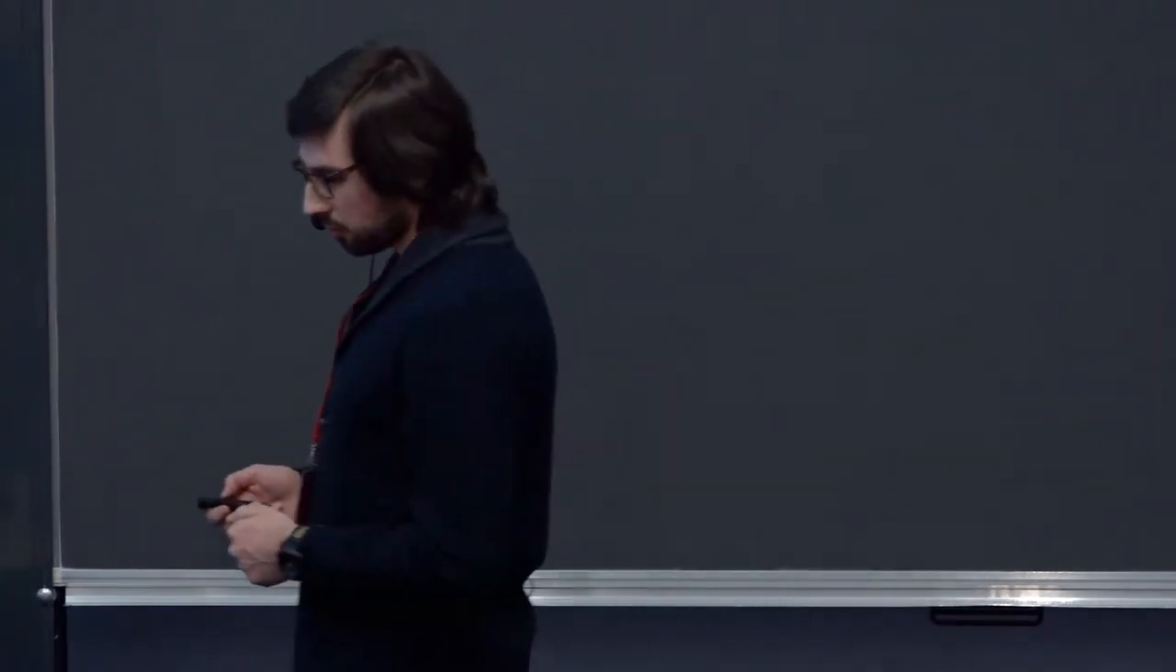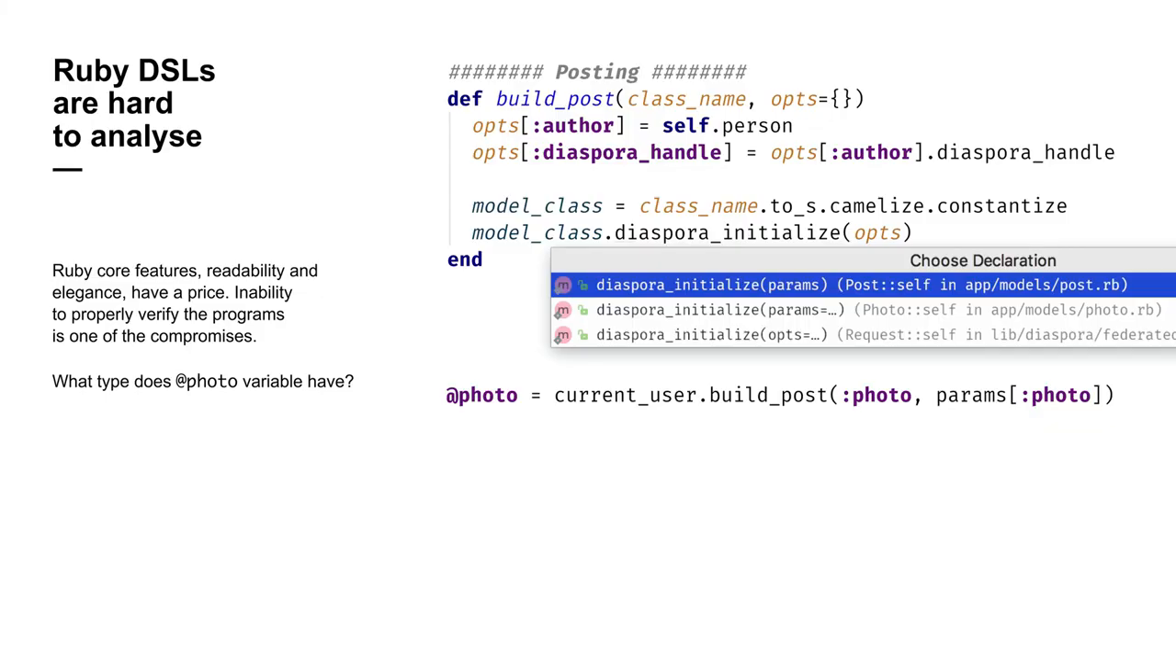Why so? Ruby's dynamic nature allows for creating really beautiful and concise domain-specific languages. However, it has a price. They are really difficult to analyze. So look at this example from the Diaspora social network, which I used to challenge our IDE. This build_polls method returns different types depending on the value of a symbol you pass as the first parameter. So actually, this problem is not something that is fixable by statically typed languages. Coping with such situations needs some data flow analysis.